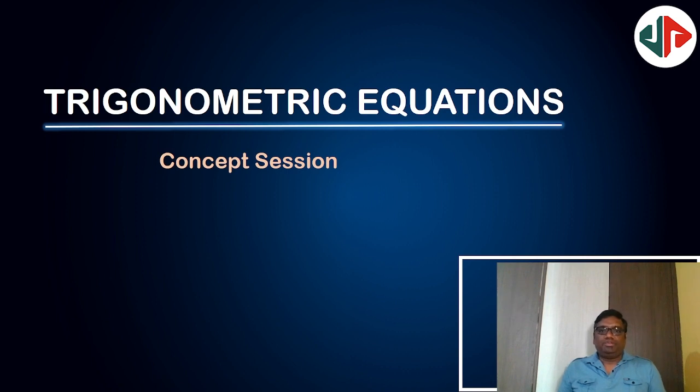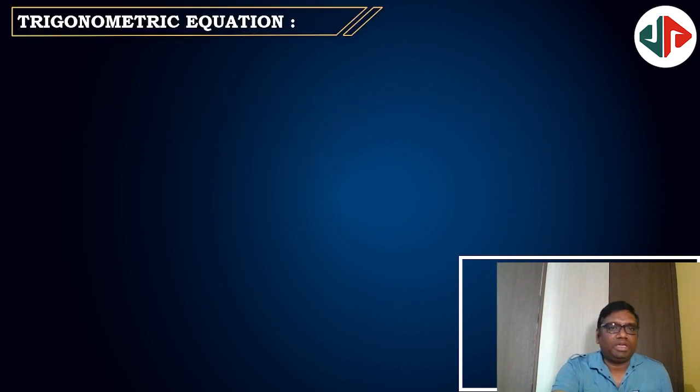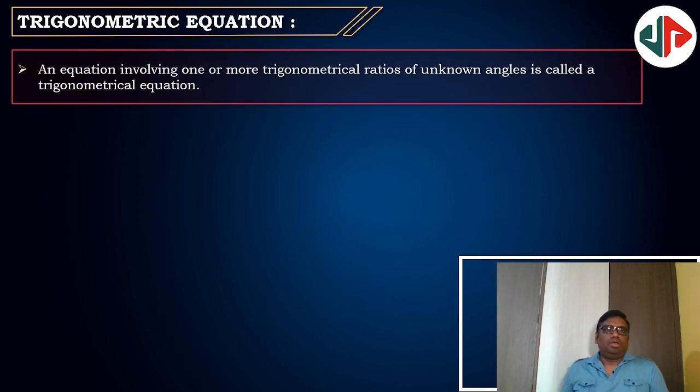Let us start trigonometric equations. Very easy concept, and surely two questions will come in MSET examination. Let us recollect the basic concept of trigonometric equations. What is a trigonometric equation? An equation involving one or more trigonometric ratios of unknown angles is called a trigonometrical equation.